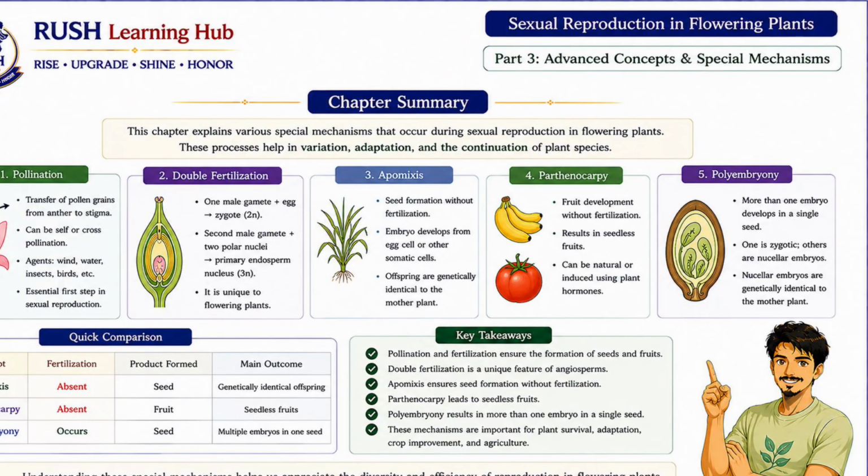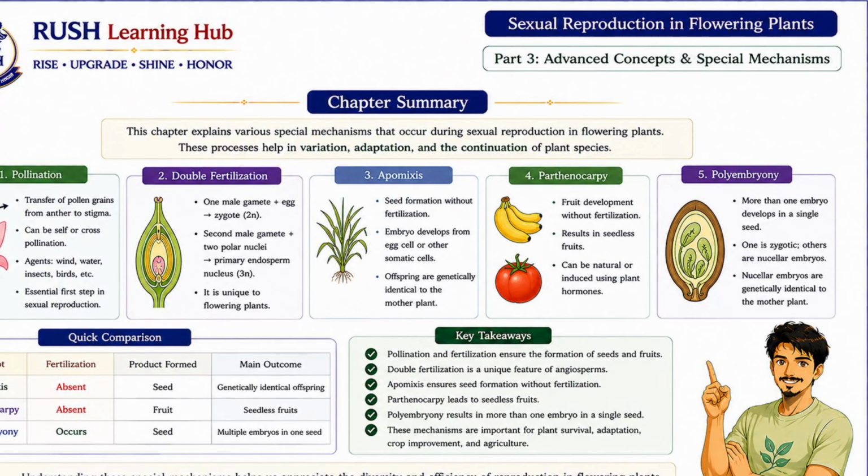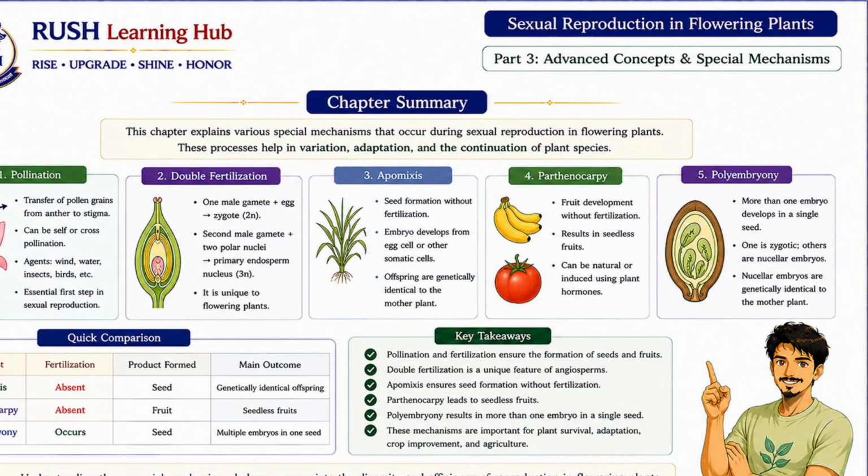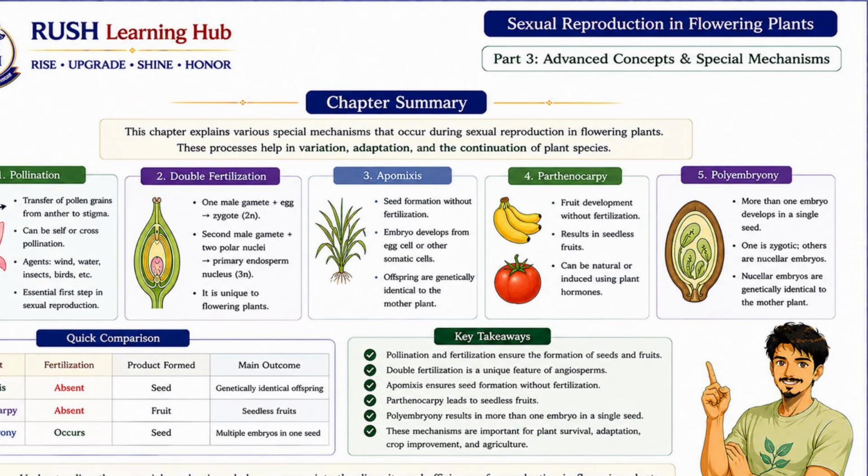One male gamete fuses with the egg cell to form the zygote, while the second male gamete fuses with the polar nuclei to form the primary endosperm nucleus. Following fertilization, the ovule develops into a seed and the ovary develops into a fruit.